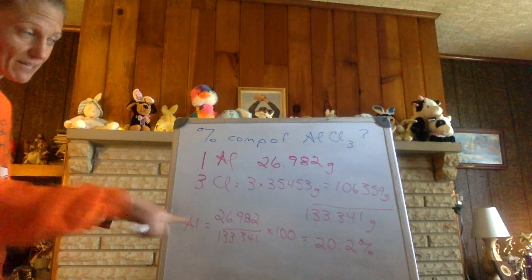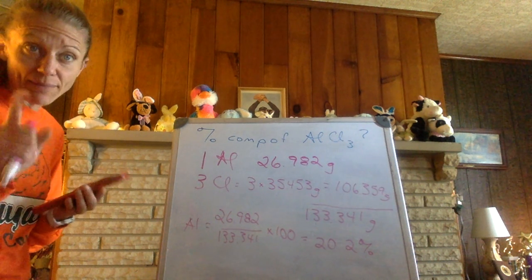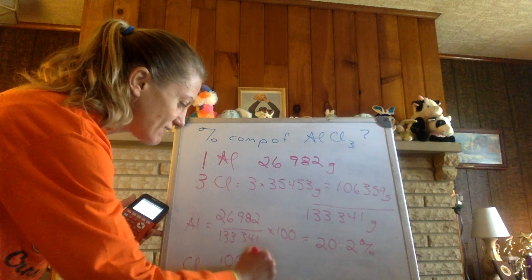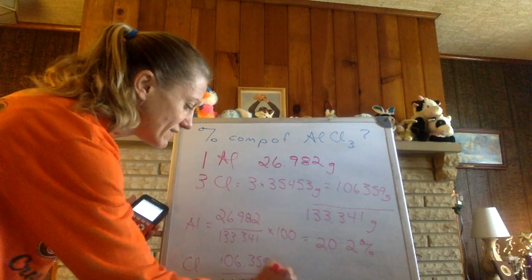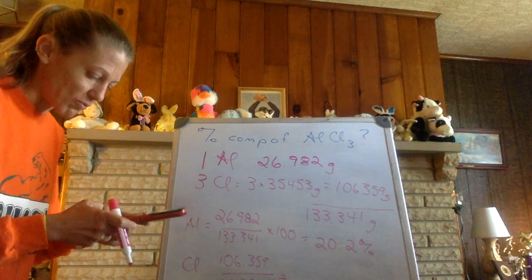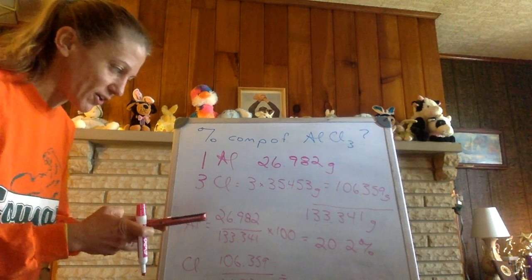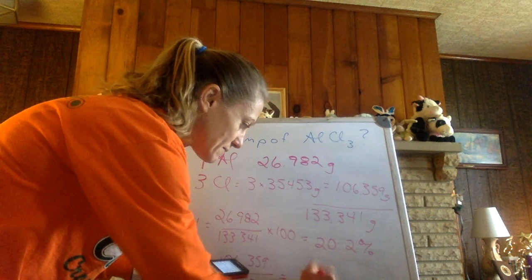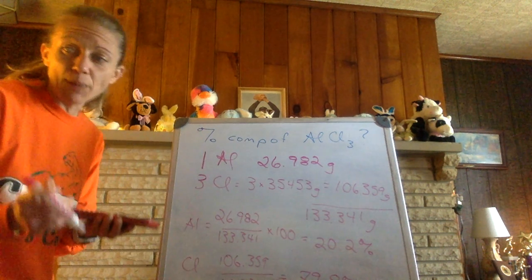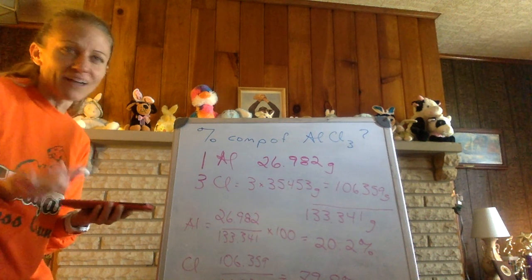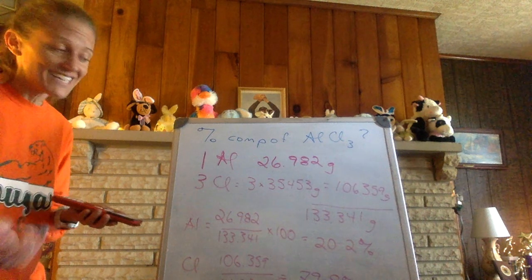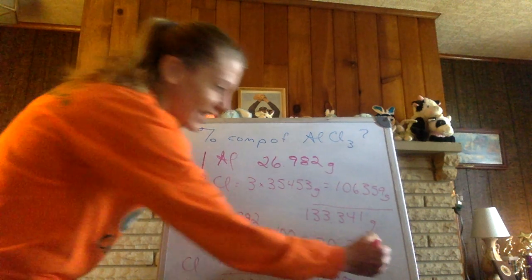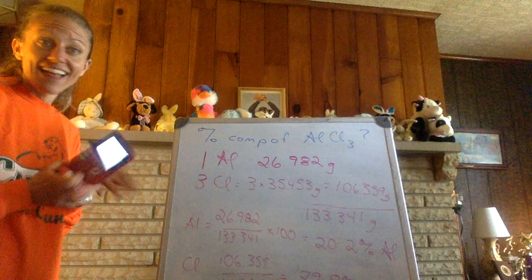20.2% aluminum. At this point, I see that's about 20, I know they have to add up to 100, so I bet my other one is right around 80. Let's see. For chlorine, I need 106.359 divided by 133.341. Like I said, I think I know, but I'm going to double check. 106.359 divided by 133.341 times 100. I got 79.8%. If I add those two up, they add up to 100. That's great. Sometimes because of rounding, you might get 99.9 or 100.01, and that's fine. I know that those are very close to right, if not exactly on, just because of the rounding, because they add up to 100. So aluminum and chlorine, that's percent composition.